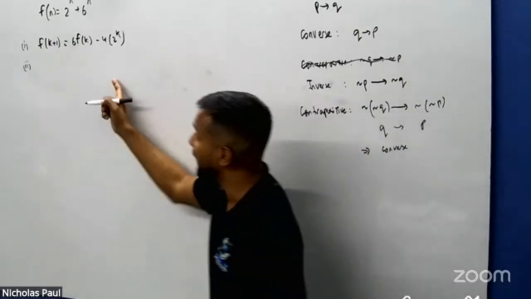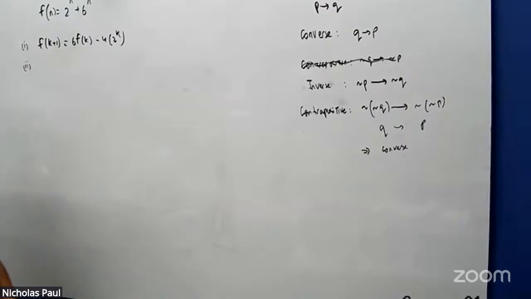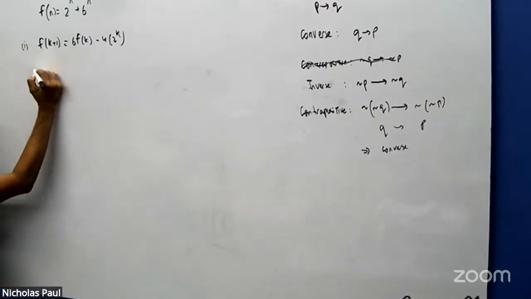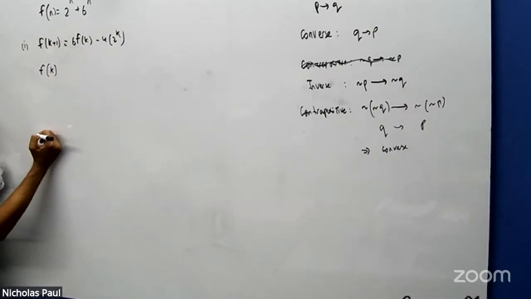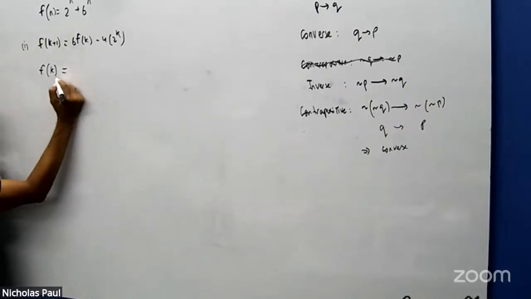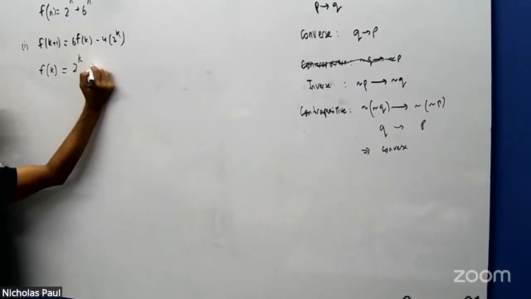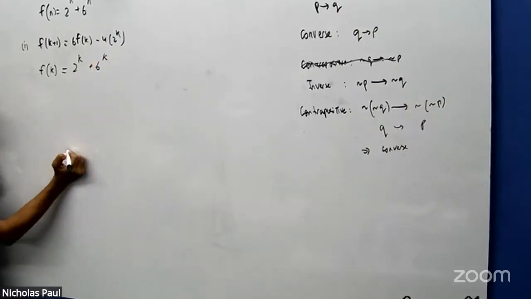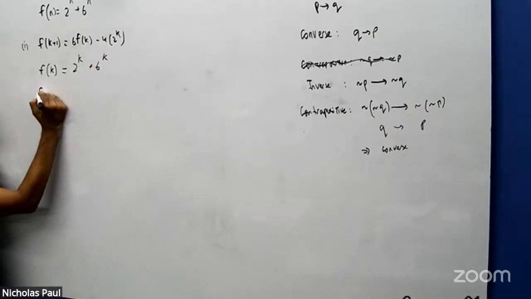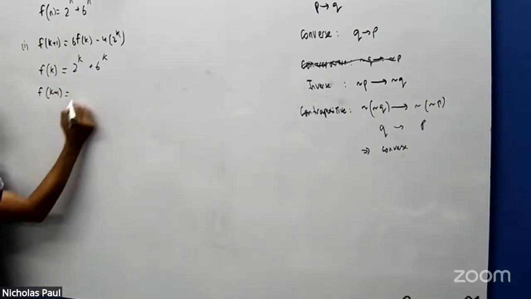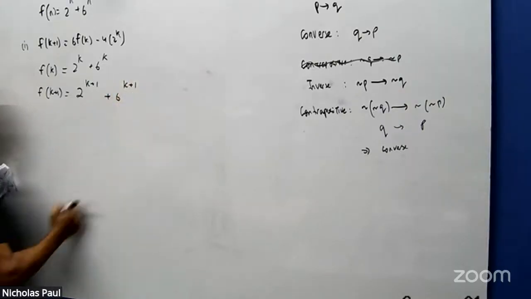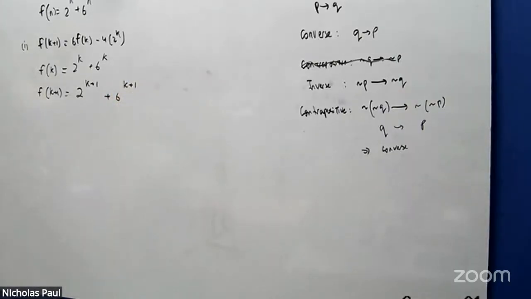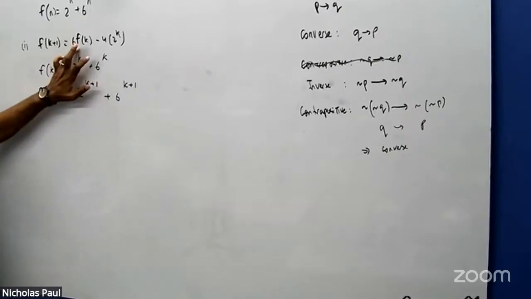Well, I get to part one. So they want us to find, let's start with this. What would f of k be? f of k is 2 to the k plus 6 to the k. And what would f of k plus 1 be? 2 to the k plus 1 plus 6 to the k plus 1. That's okay? So you want to find a way to write it like this.